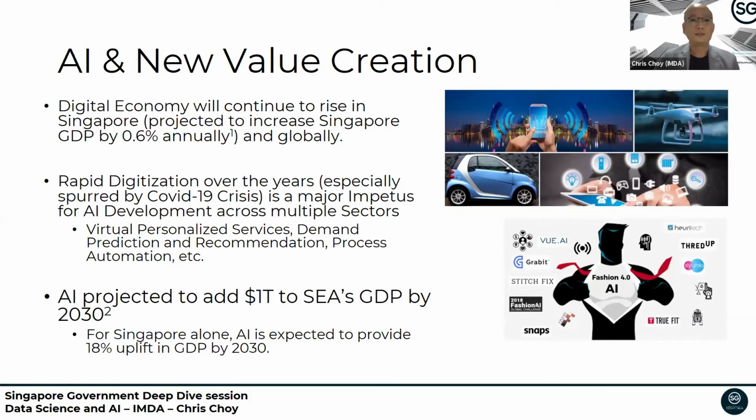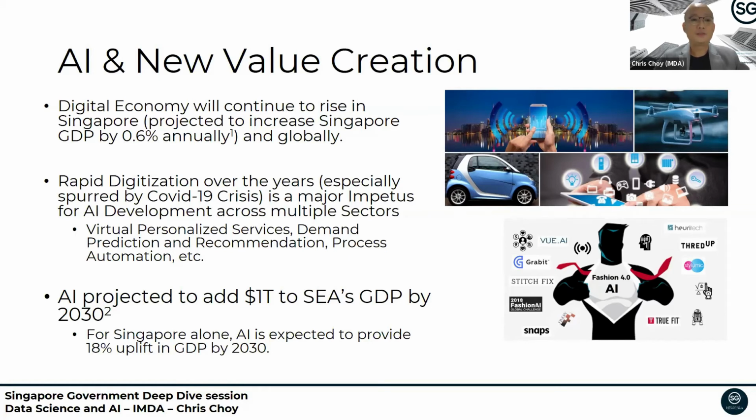But if you look at it, besides being an economic driver, the digital economy is also a very important impetus in terms of leading to AI development and adoption across different sectors. As businesses and enterprises embark on their digital transformation journeys, we see that a lot of new digital service touchpoints are created and the processes digitized. And this basically leads to the ability to collect a lot of data. And as we all know, data is the key ingredient for us to train and develop new AI models.